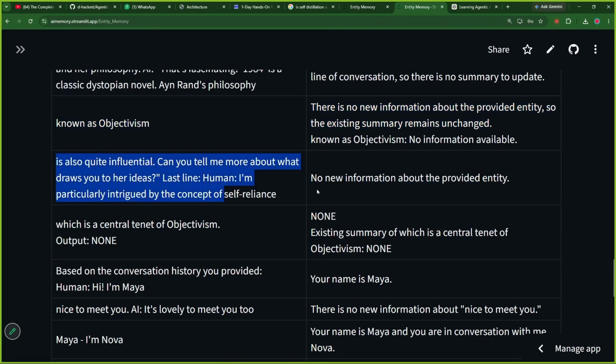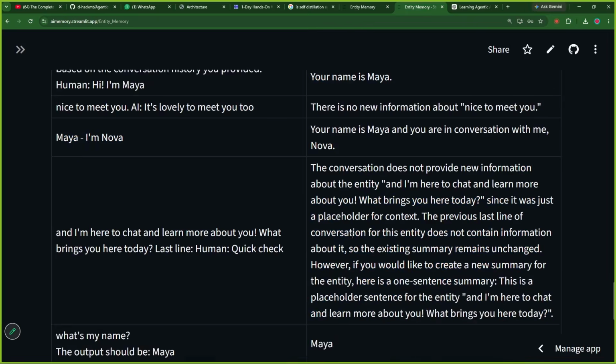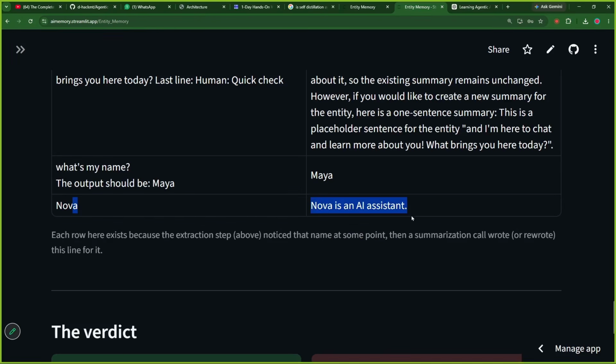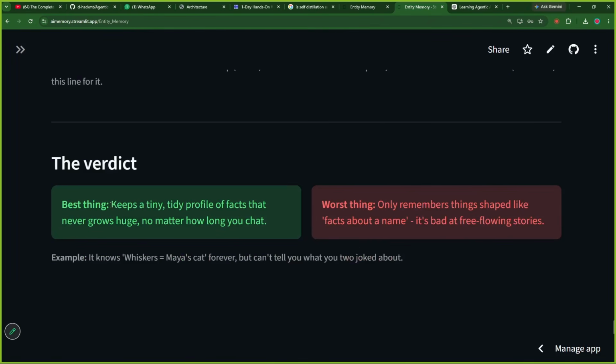This is not displayed in the best way, but I hope you get the point that internally it is trying to make entities. It keeps every tiny, tidy profile fact, which never grows huge no matter how long you chat. But it only remembers things shaped like facts about a name. It is bad at free-flowing stories. It can match entities and remember contextual information like that, but it cannot remember free-flowing stories.